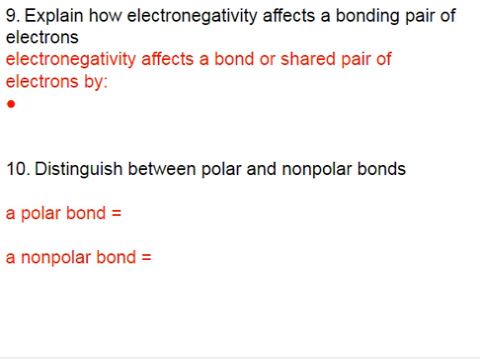Okay, so 9 and 10 talk about electronegativity and polar and nonpolar bonds, which is very different than polar and nonpolar molecules. Polarity, the word polarity means two poles, a positive end, a negative end. Not just two charges, but two ends. One end's positive, one end's negative. That's what it means to be polar.